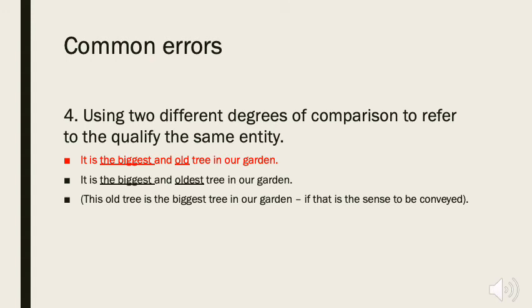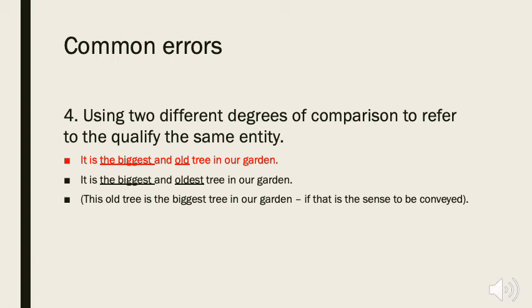A fourth error would be the use of two different degrees of comparison when we refer to the same entity, the same person, place, or the same thing. For example, in this sentence, it is the biggest and old tree in our garden. You notice that there are two kinds of adjectives used to describe the tree. You have the biggest and old. One is in the superlative and the other is in the positive degree of comparison.